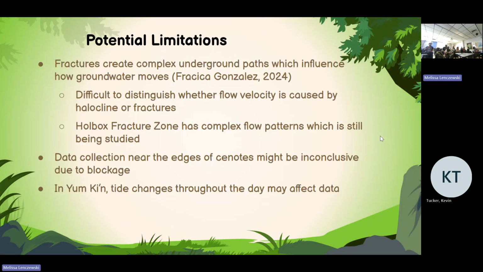So potential limitations, according to Laura's thesis, fractures create really complex underground paths, which influences how groundwater moves. So it would be difficult to distinguish whether the flow velocity is caused by the halocline, the salt water, or if it's because of the fractures. The Holbox fracture zone is really complex and it's still being studied. So it's a challenge.